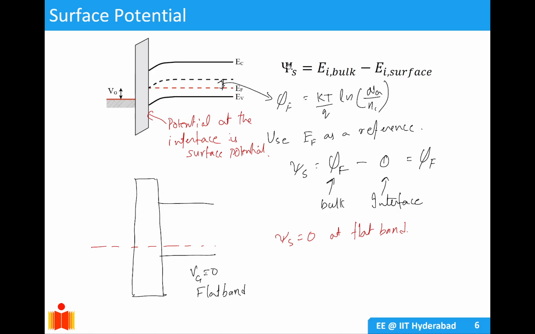So another way to look at psi s is the band bending. How much the band has bent can also give you your psi s. So you can calculate psi s equals Ei bulk minus Ei surface, which is what your Ei is in the bulk and what your Ei is at the surface. When there is no band bending, that is the flat band condition, your Ei bulk and Ei surface are the same. So your psi s is 0 in the flat band condition.